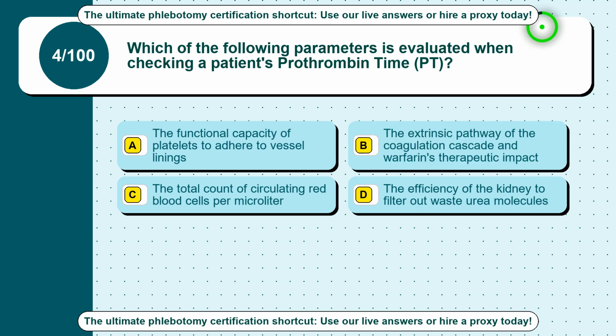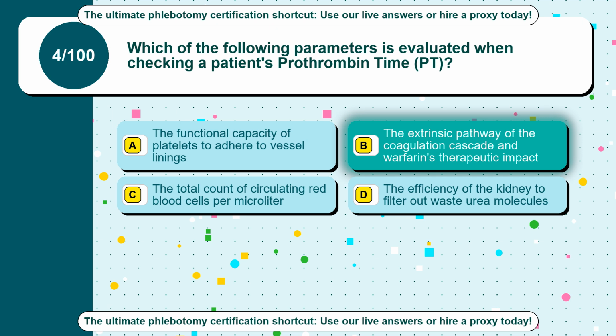Question 4. Which of the following parameters is evaluated when checking a patient's prothrombin time? Option A, the functional capacity of platelets to adhere to vessel linings. Option B, the extrinsic pathway of the coagulation cascade and warfarin's therapeutic impact. Option C, the total count of circulating red blood cells per microliter. Option D, the efficiency of the kidney to filter out waste urea molecules. The correct answer is option B, the extrinsic pathway of the coagulation cascade and warfarin's therapeutic impact.